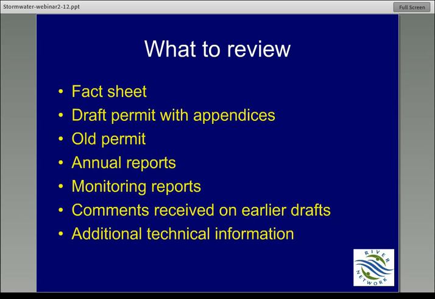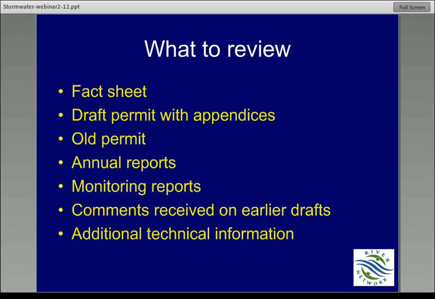Again, it can be very overwhelming, so pick the appendices that you want to address. Sometimes they're a page or two, sometimes they're another 50 pages. Comparing the old permit with the draft permit is always an important piece to find out what has been changed. Oftentimes, if you call the agency, they'll be willing to tell you what's changed.